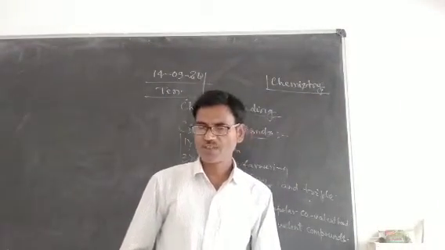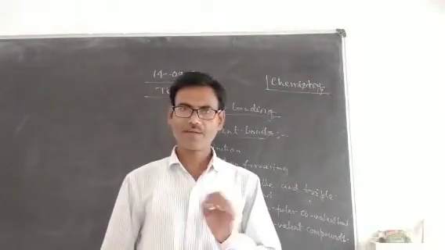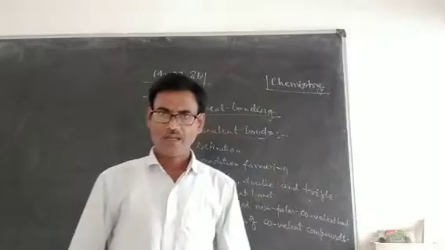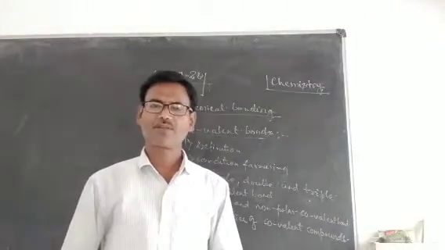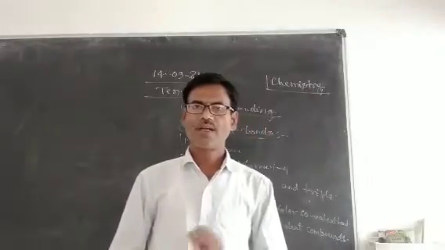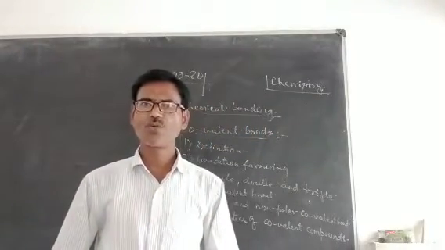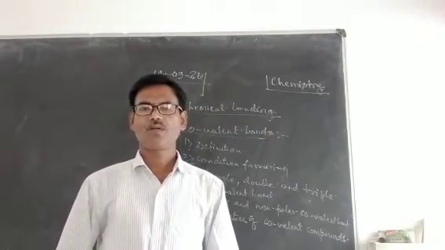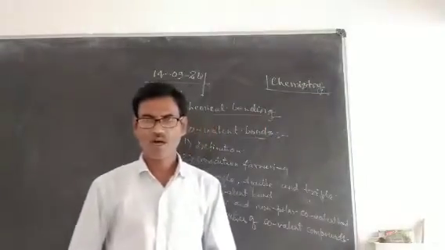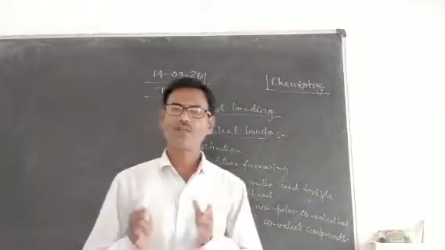It's chemistry for class 10. In chemistry we are reading about chemical bonds. In the last video I explained electrovalent bond. Today I will discuss covalent bonds. What are covalent bonds? Covalent bonds are formed by sharing of electrons.